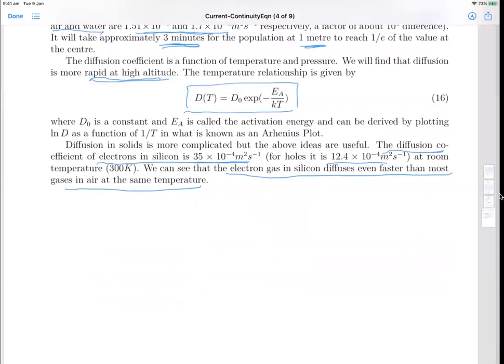So that's it for the continuity equation. We'll be looking at other examples of using the continuity equation in the next sections.